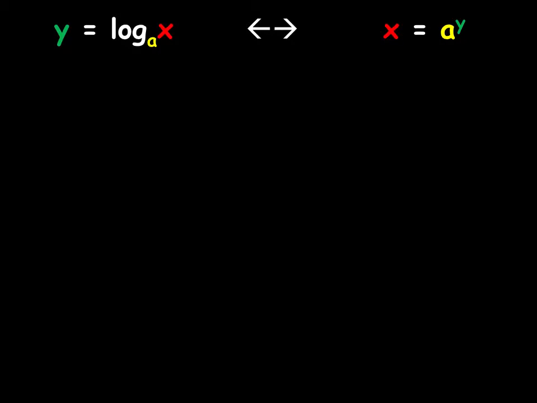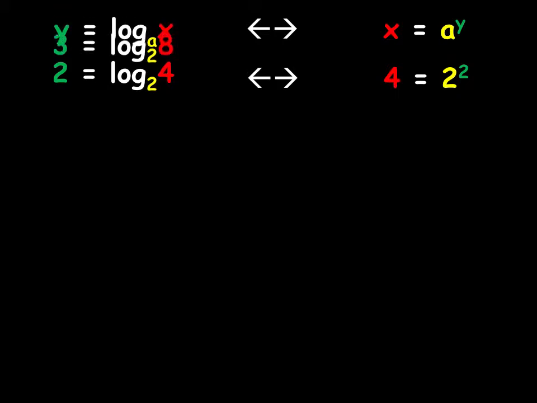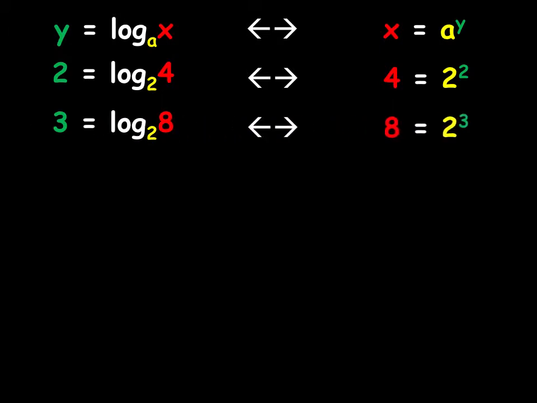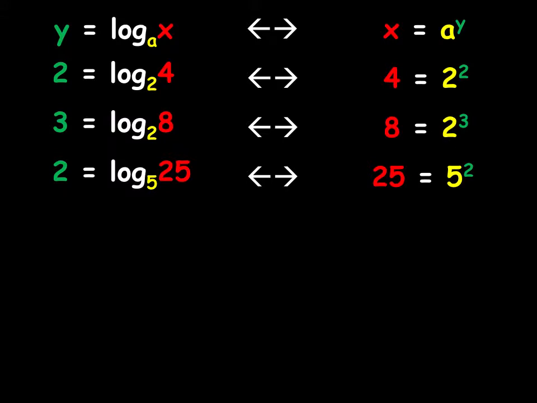Some examples. If 2 equals log base 2 of 4, then 4 equals 2 to the second power, and vice versa. 3 equals log base 2 of 8 if and only if 8 equals 2 to the third power. 2 equals the log base 5 of 25 because 25 equals 5 to the second power. 4 equals the log base 3 of 81 if and only if 81 equals 3 to the fourth power.